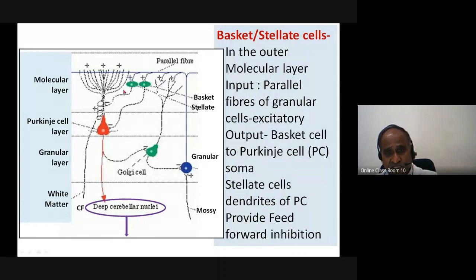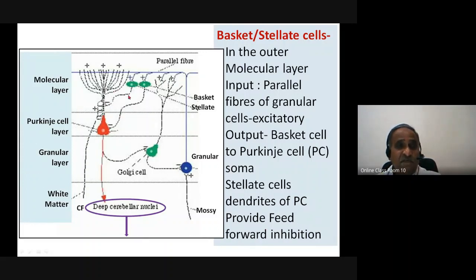Now, I have mentioned the basket cells and stellate cells here. These are basket cells and stellate cells. They are there in the outer molecular layer. They receive inputs from the parallel fibers of the granule cells. These are the parallel fibers. And the output of the basket cell goes to the soma. Here, you can just see that. And the output of the stellate cell goes to the dendrite. Then they provide a feed forward inhibition.